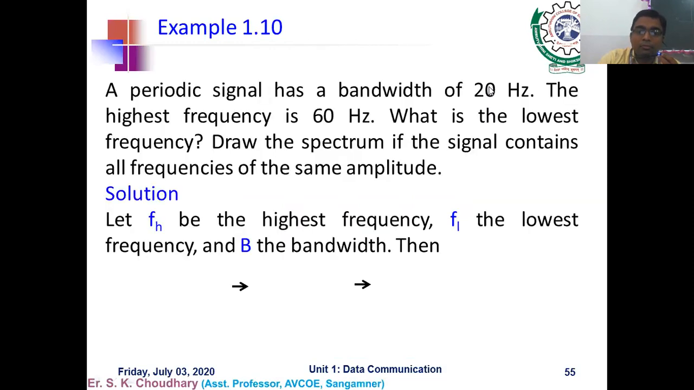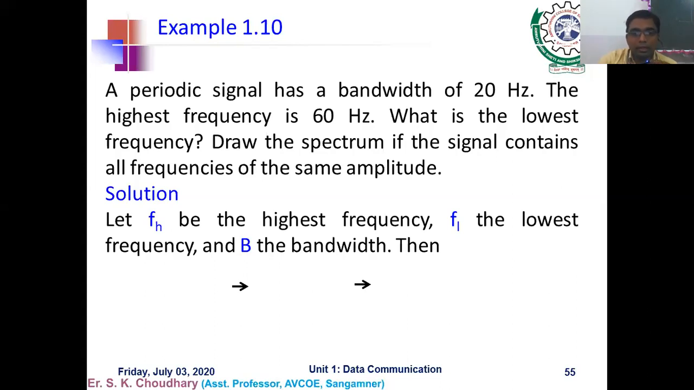Okay, next example. A periodic signal has a bandwidth of 20 hertz and a highest frequency of 60 hertz. What is the lowest frequency? And draw the spectrum if the signal contains all frequencies of the same amplitude. Again, a periodic composite signal example. You are given the bandwidth and the FH. You have to find FL first. So what is the value of FL? Bandwidth is given and FH is given. Very simple. Anyone tell me?